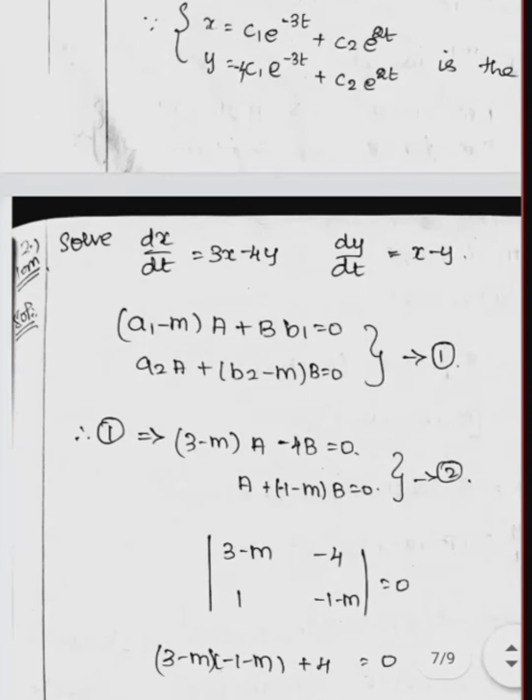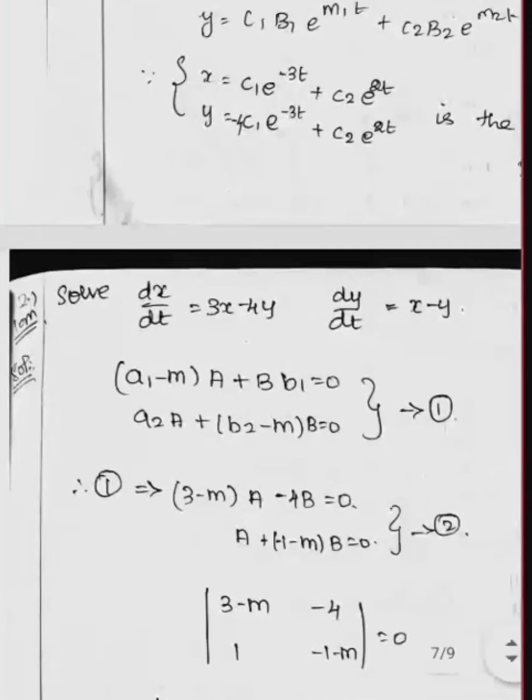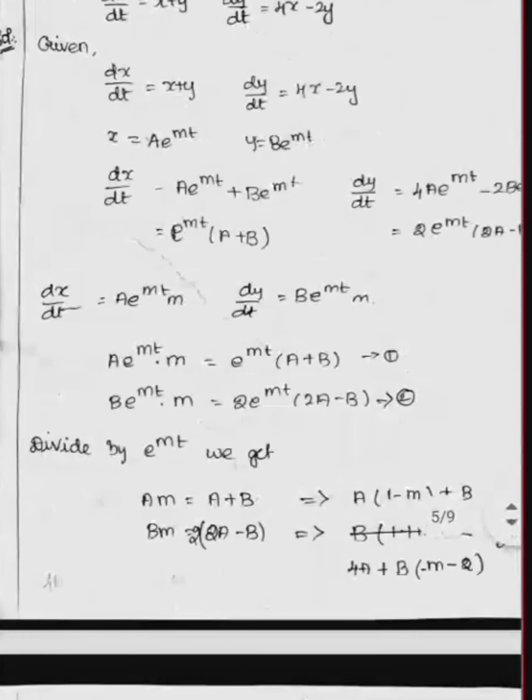So for a 2 by 2 matrix, the general formula is (A1 minus m) into capital A plus B1 into B, and A2 into A plus (B2 minus m) into B, equal to 0. This is the general formula for the 2 by 2 matrix. You can either use this formula, or you can use this method also.